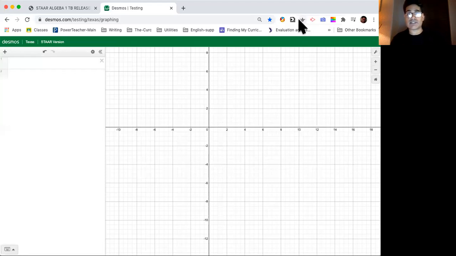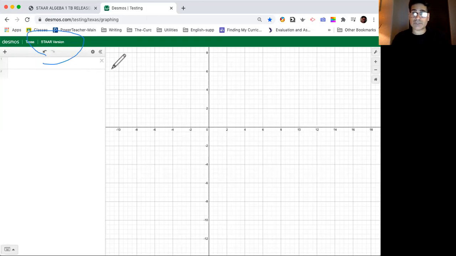It is a direct competitor to the TI-Nspire, a fantastic calculator, but this Desmos calculator, I must say, above all its attributes and its benefits, it is an absolutely free calculator for students to use. You are looking at, over here, what is called the Texas STAAR version. And let's start.